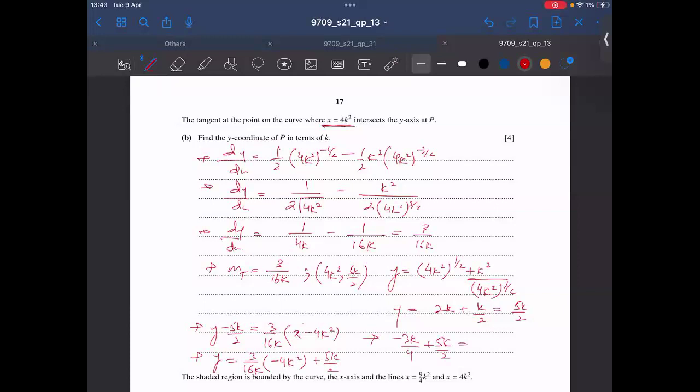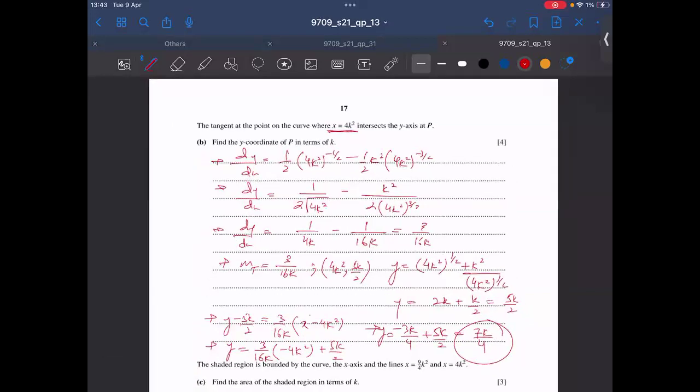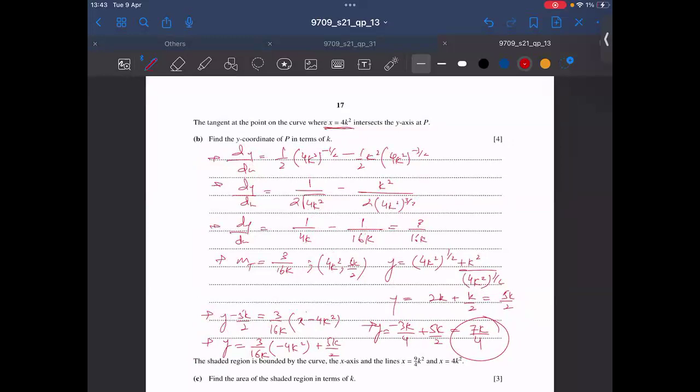So okay, what you're going to get is -3 plus 10 is 7k over 4. Yes, and that is the point. That is the y coordinate of the point P, 7k over 4. Is it clear or not, Mr. Iman? Anything you want to ask? Yes, sir. Okay, that's clear.